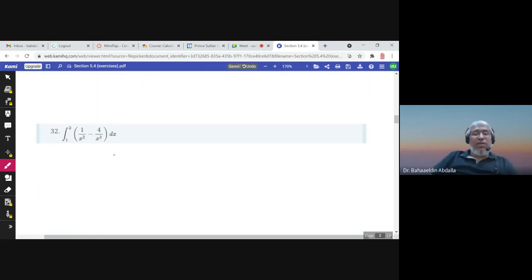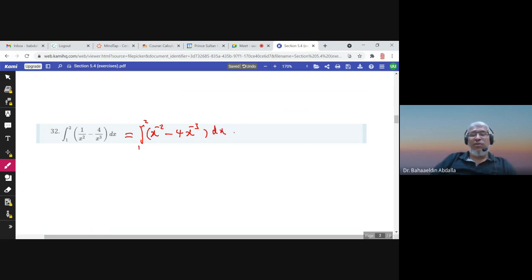To find this integral, I need to write it first as 1 over x squared. I will write it x to the power negative 2. I take x squared up, so the power would be negative, to use the formula x to the power n. The 4 is a number, and x to the power 3, I write it x to the power negative 3 because you take it up, dx.